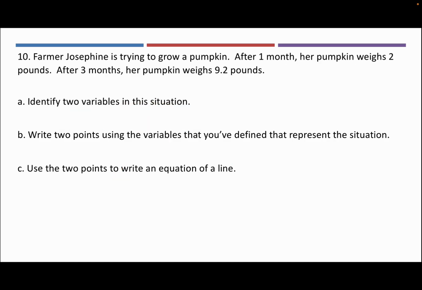Okay. One last problem. So here you go. Farmer Josephine trying to grow a pumpkin. Define your variables. Think about which one's independent and dependent. Pause the video. Go through this whole process, and then we'll review it.